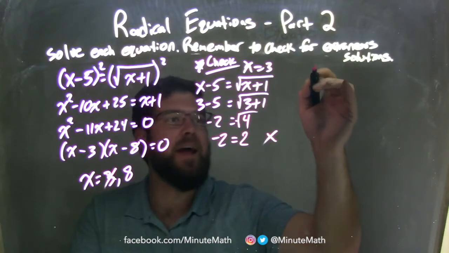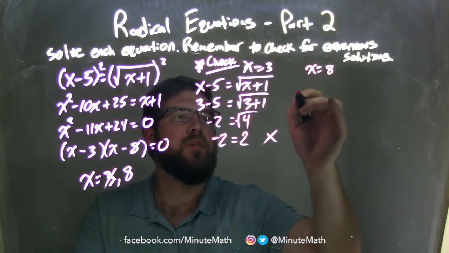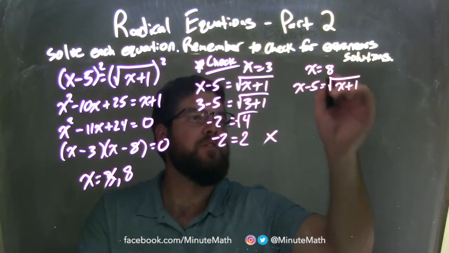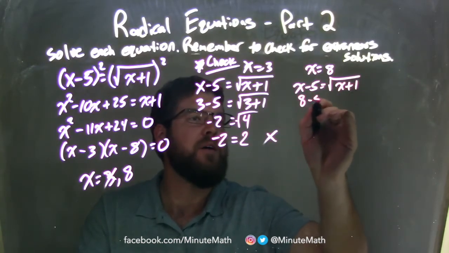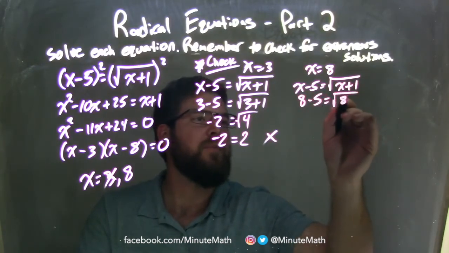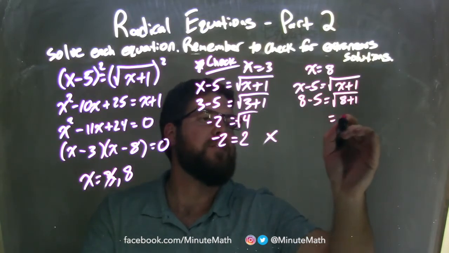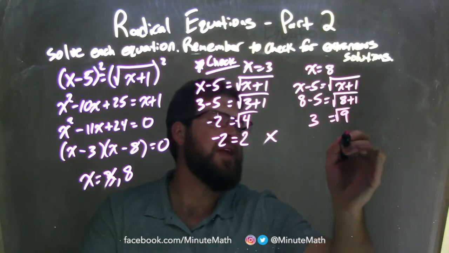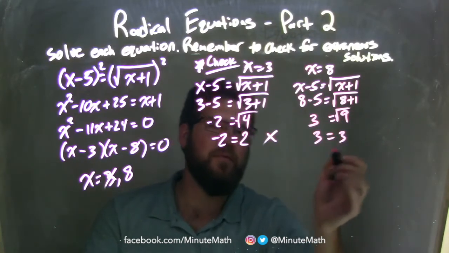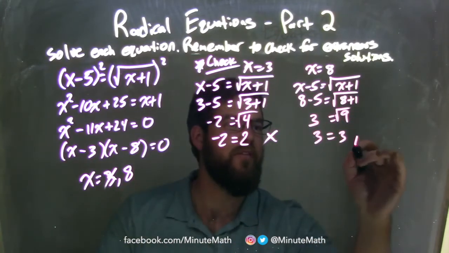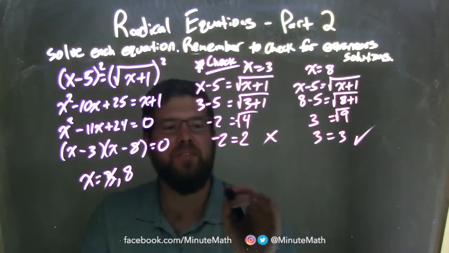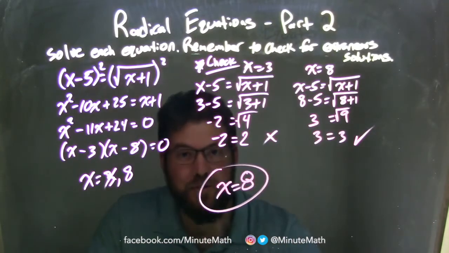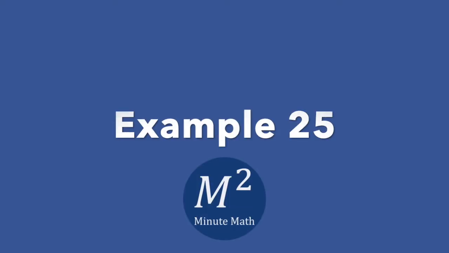Let's check the other one. x equals 8. So we're given x minus 5 equals square root of x plus 1. Let's plug 8 in for both x's. 8 minus 5 equals square root of 8 plus 1. 8 plus 1 is 9, so square root of 9 there. 8 minus 5 is 3. Square root of 9 is 3. Do the left and right hand sides equal? Yes, they do. Fantastic. Making x equals 8 our only solution. The other one was extraneous.